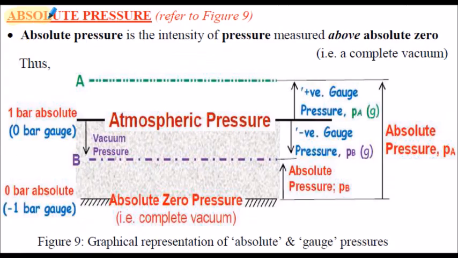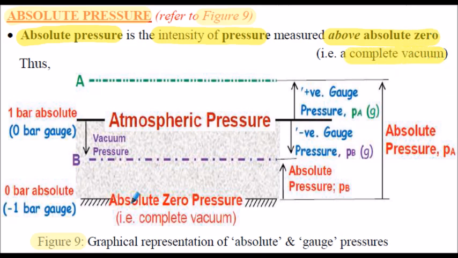Let's consider absolute pressure, and we'll refer to figure 9 here. This is figure 9. So absolute pressure is the intensity of pressure measured above absolute zero. As we said on the previous slide, that's a complete vacuum. So on this diagram here in figure 9, absolute zero commences from a complete vacuum. So this is 0 absolute pressure. Atmospheric pressure would be 1 bar absolute. We know that atmospheric pressure is 1 bar, so that's considered to be 1 bar absolute.